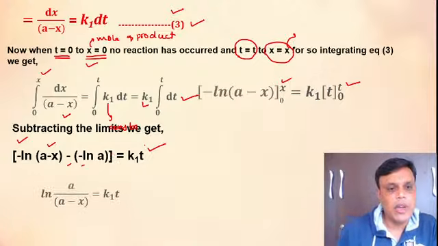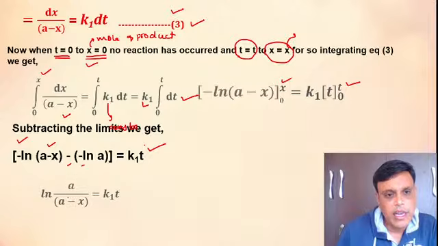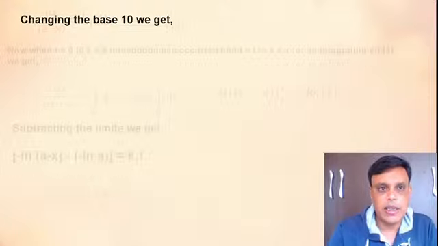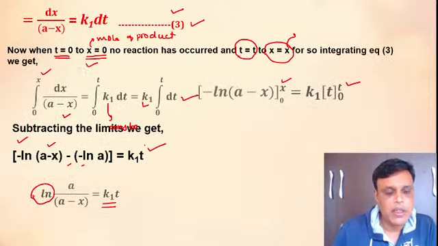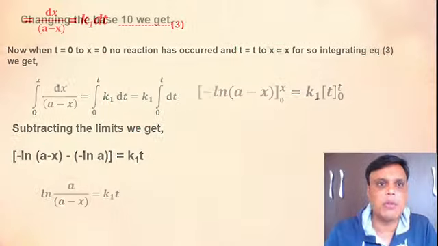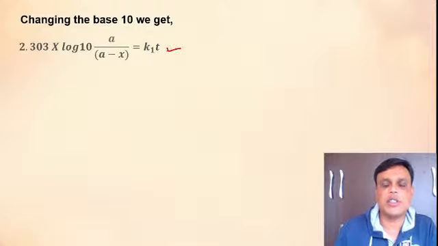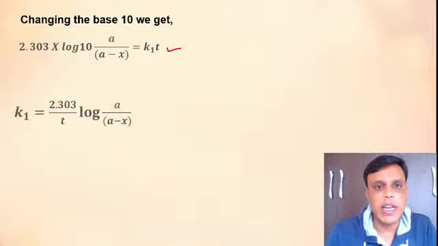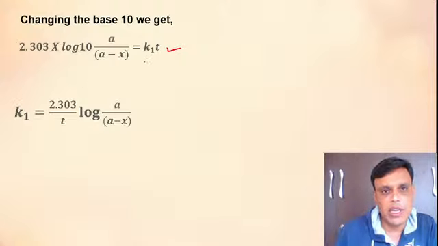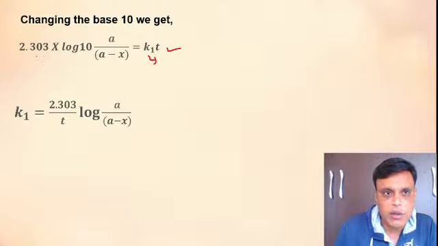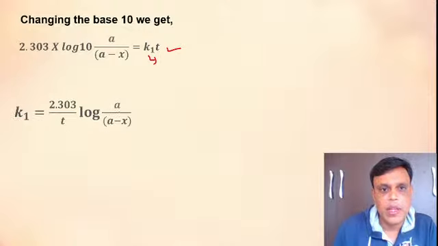Then we will write this ln a by a minus x is equal to k1 t. We will get this equation, and changing the base to 10, ये जो equation है ना ये ln, we will change the base for this ln to base 10. We will get this equation, that is 2.303 into log10 a by a minus x is equal to k1 t. Then we will rearrange this equation in terms of rate constant, that is k1. So k1 is equal to, ये t क्या है यहाँ पे, डिवाइड इधर जाके क्या हो जाएगा, मल्टीप्लाई हो जाएगा. So k1 is equal to 2.303 divided by t log a by a minus x.